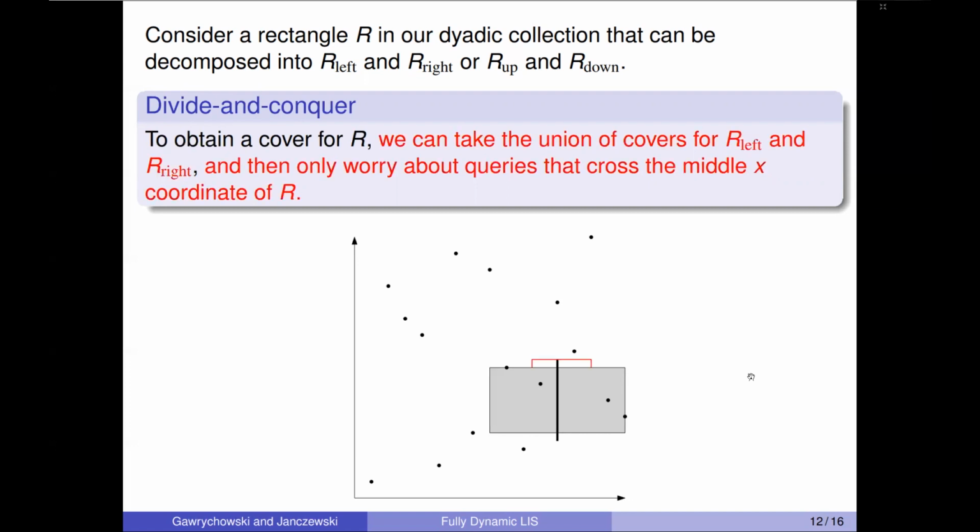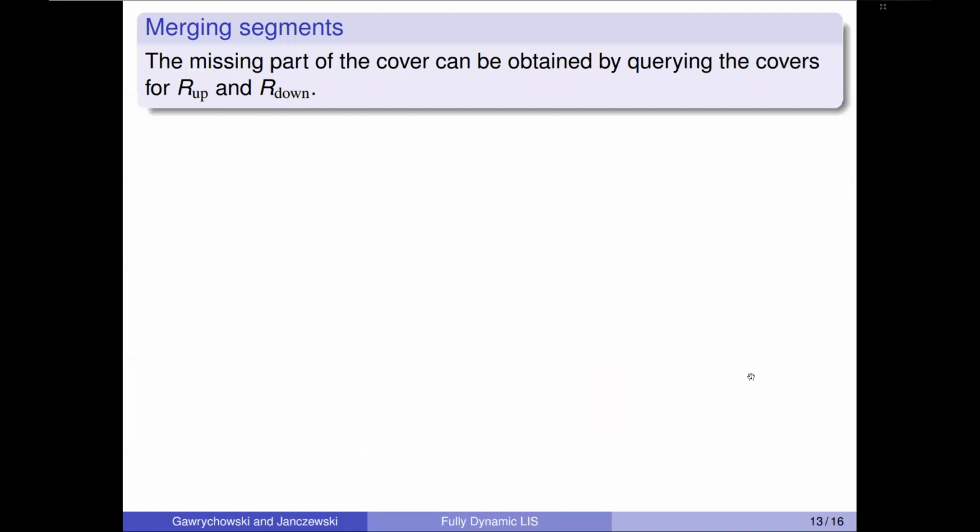And the only thing we need to worry about is subarrays which cross the middle x coordinate of our rectangle, because neither the left nor the right rectangle promised us that it will cover such subarrays. So we need to add some segments to cover such subarrays. And it turns out that it can be done using covers from the upper and lower rectangle.